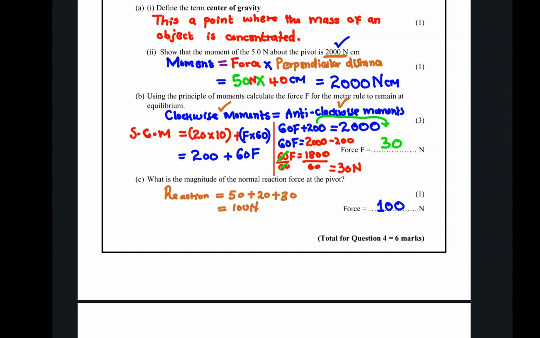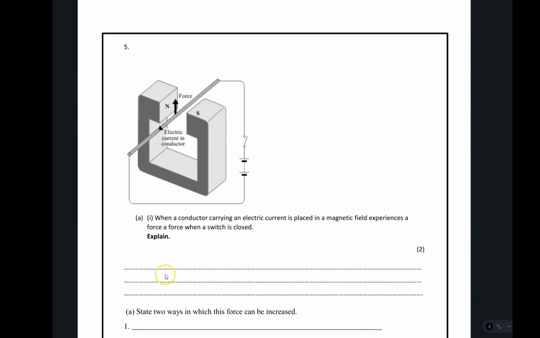Going further to the next concept so that we can check, we are talking of electromagnetic induction. We are told when a conductor carrying current is placed in a magnetic field, it experiences a force when the switch is closed. This is a concept that we learned in class, and many times most students find problems in answering questions like this. We are supposed to explain why that happens. Why does a conductor experience a force when it's placed in a magnetic field?